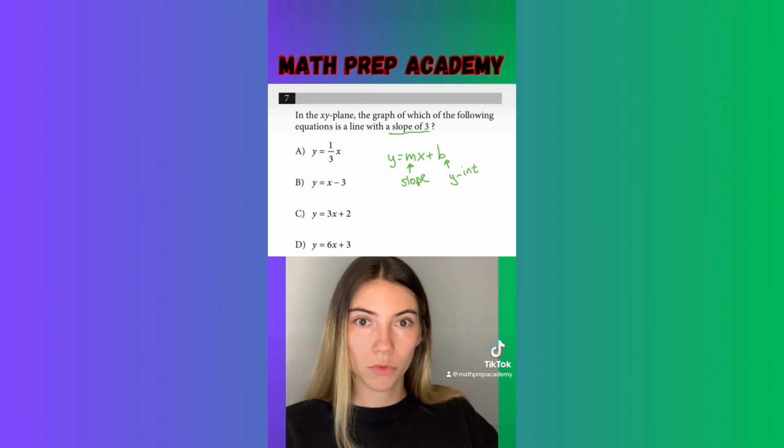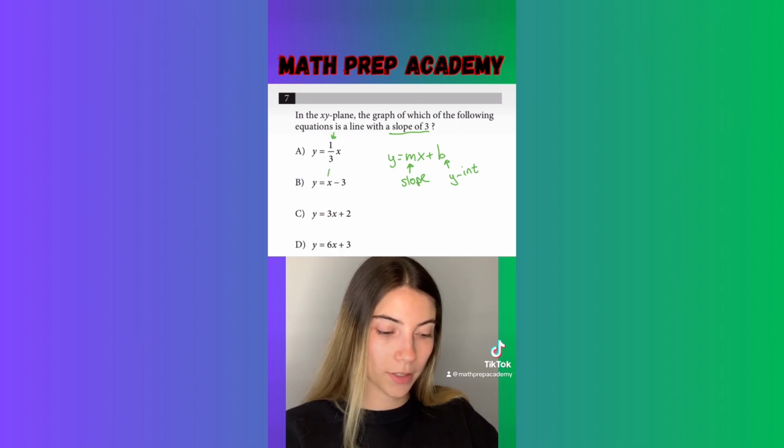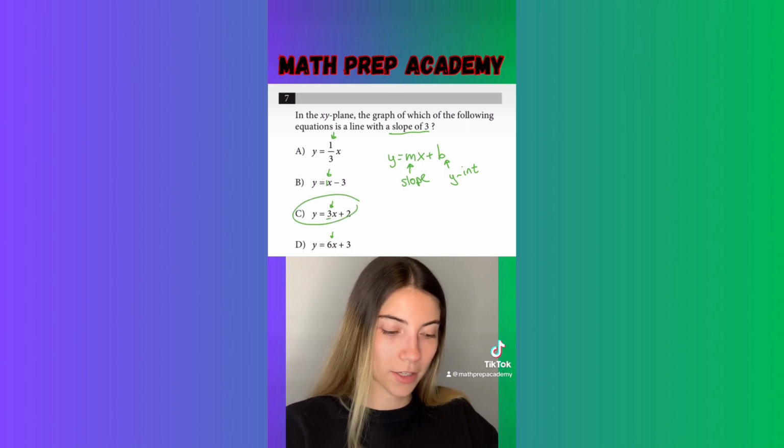Where they're asking which of these lines has a slope of 3. So all these lines are in slope-intercept form, which is y equals mx plus b, where m is the slope and b is the y-intercept. So which equation has a slope of 3? Well, this one has a slope of 1/3. This one has a slope of 1, that it's invisible. This one has a slope of 3, and this one has a slope of 6. So our answer is right here.